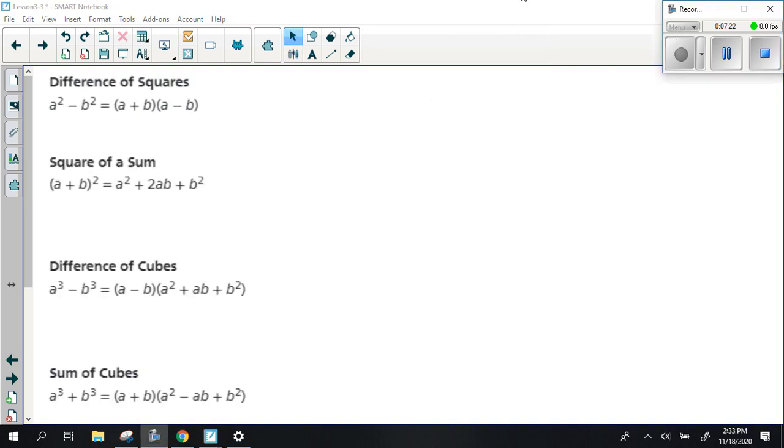So today we had a look at these 4 different polynomial identities that we can use to factor or express our polynomials in a different way.